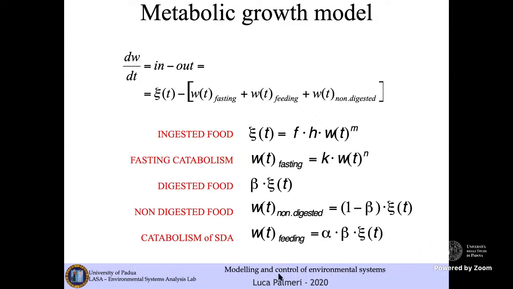describe the feeding energy, so energy consumed by feeding organisms, by reducing the digested food, beta times the consumed food, by a factor alpha, that takes into account that some of this energy has been employed for digesting the food. So for converting the bioorganic molecules that are in the food into metabolizable material.